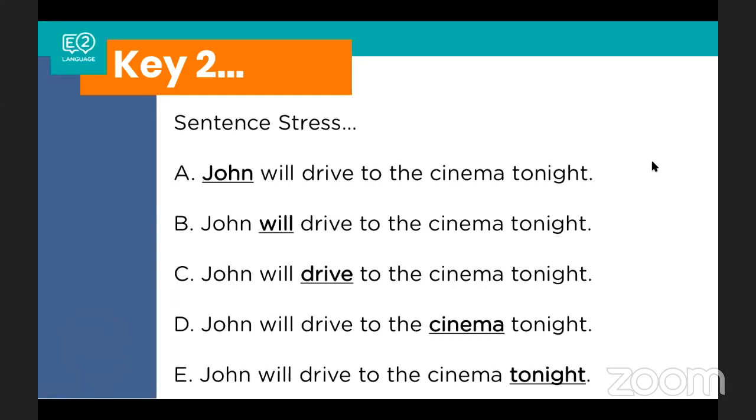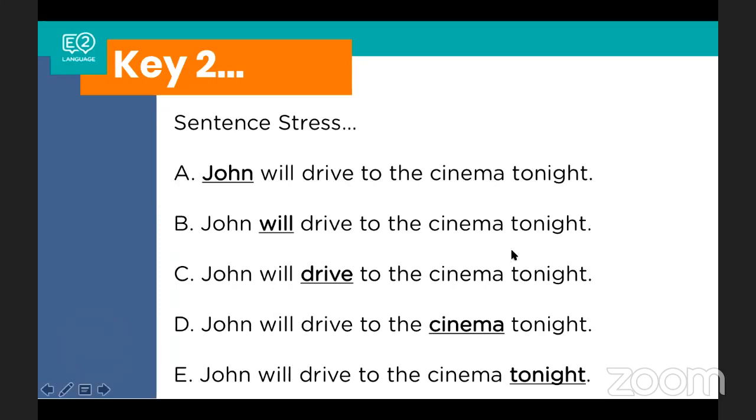Or somebody says, hey, is John going to ride his bicycle to the cinema tonight? And I say, no, John will drive to the cinema tonight. So again, what I'm doing is sort of confirming meaning or adding some additional meaning here by stressing a particular word in the sentence. Let's look at D. John will drive to the cinema tonight, not the restaurant. Or E. John will drive to the cinema tonight, not this afternoon.